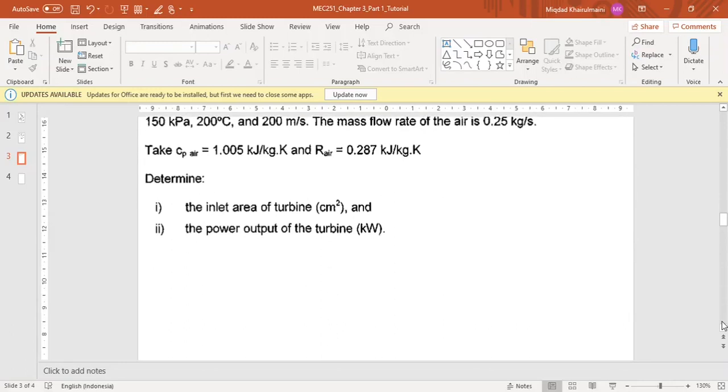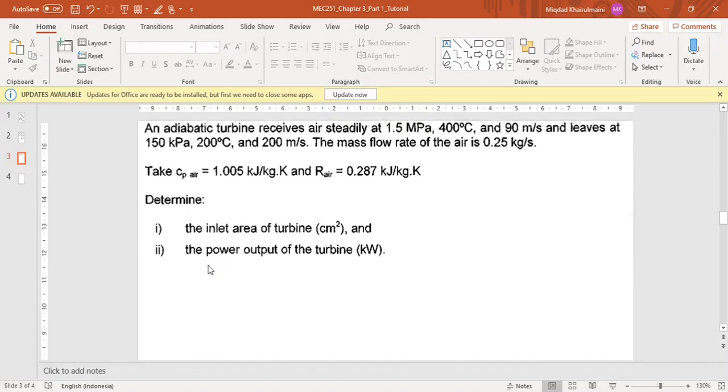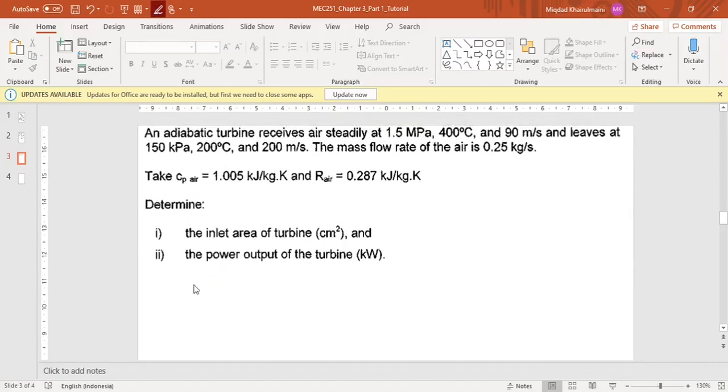Before we start with the first step, try to write the conditions. We know the first condition is based on the work interaction. So it's a turbine, so work in is 0. And then adiabatic, so Q in equals Q out equals 0.